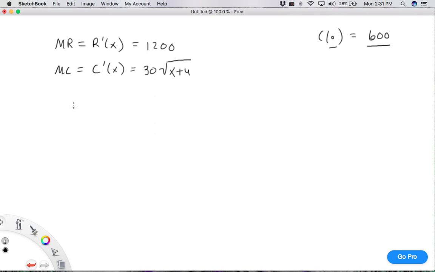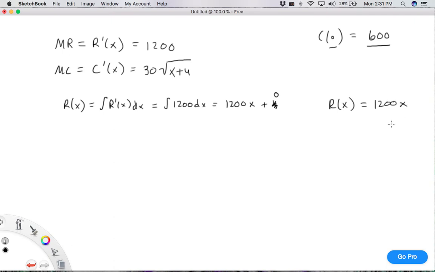Okay, so what we're going to do is just like what we did before. To get back to the original revenue function, we're going to integrate the derivative. Right, integral of the derivative is back to the original function. So we're going to integrate just 1200, and that is 1200x plus something. And because this is a revenue function, if we sell 0 units, then our revenue should be 0, which means our constant is going to be 0. So our revenue function is 1200x.